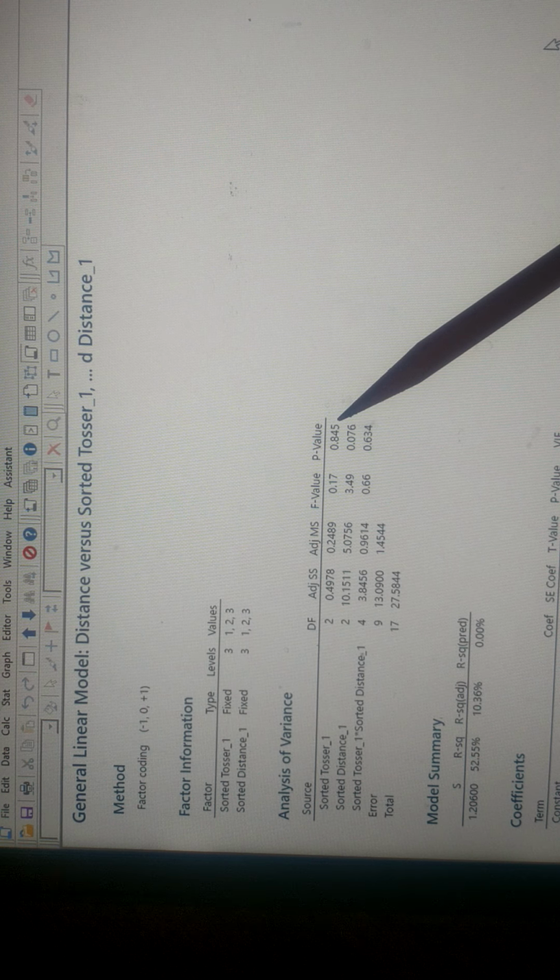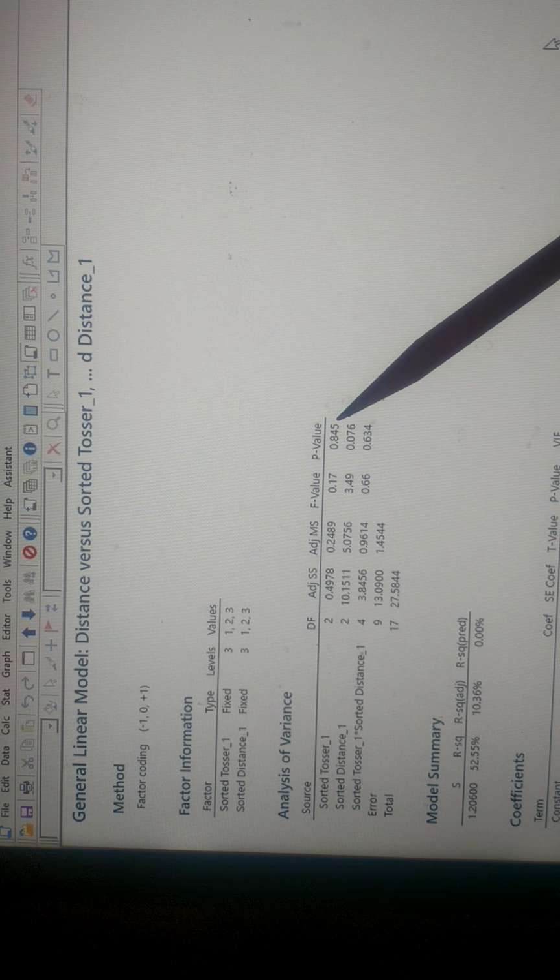So in that case, the weird thing is that the expected value for the tosser mean square error is actually a function of sigma squared, the variance of the random error term, but also plus some constant times sigma squared sub AB, the variability of the interaction between tosser and throwing distance, and of course the effect of tosser too, some function of sigma squared sub A, I believe.